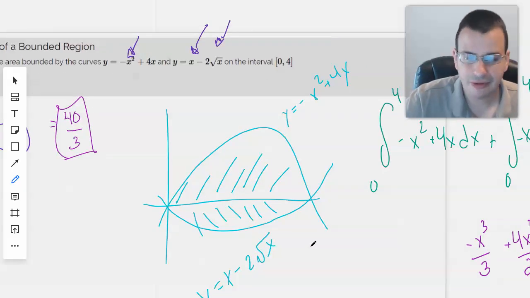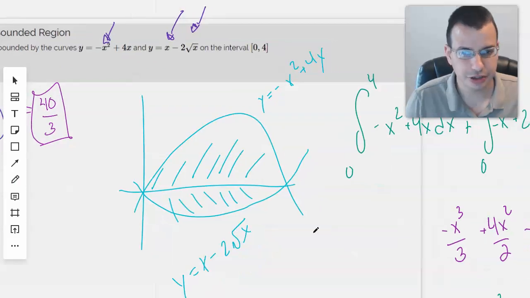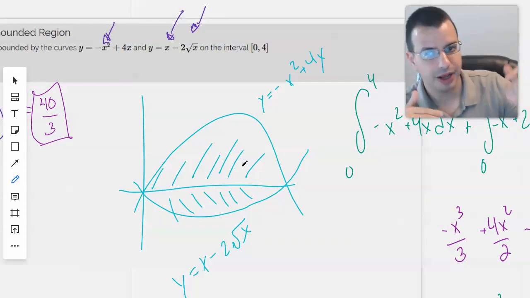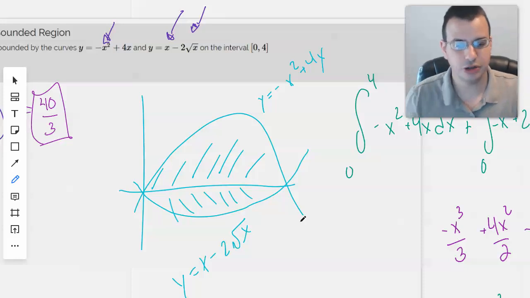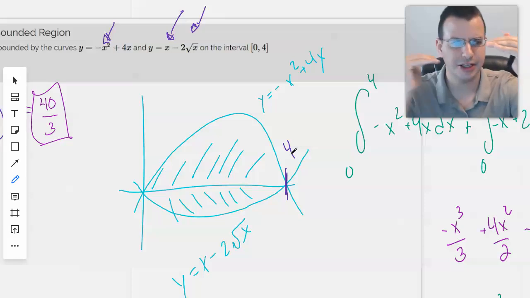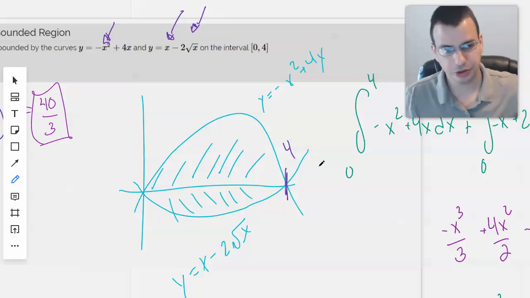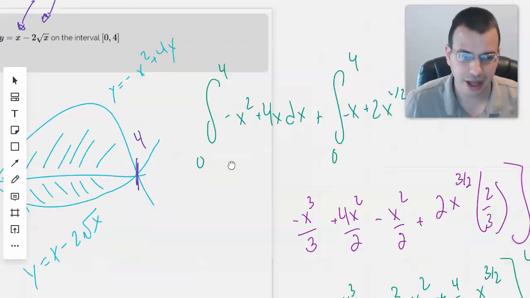And for the most part, we gave up at the end and put it all into our calculator. Our calculator gave us something kind of looking like this, where the top graph was negative x squared plus 4x. The bottom graph was x minus 2 square root of x. And they intersect at 0 and 4. So we can do the top graph minus the bottom graph, and that'll give us our total area. The integral of the top graph minus the integral of the bottom graph. So we write that out.